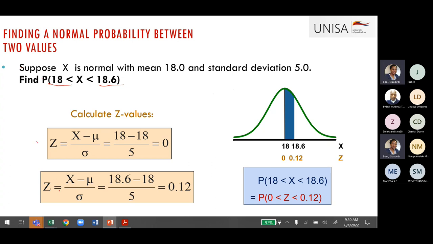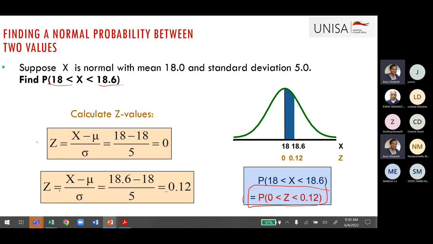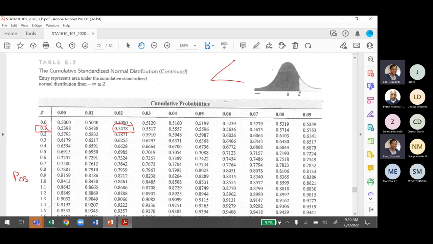So we can come back here and substitute and create a formula that looks like this. The probability of Z lies between 0, because for 18 it was 0, and for 18.6 it was 0.12. So we have the probability of between here. How do we then go and find that? Let me do it outside of this. I'm going to come here to the table.